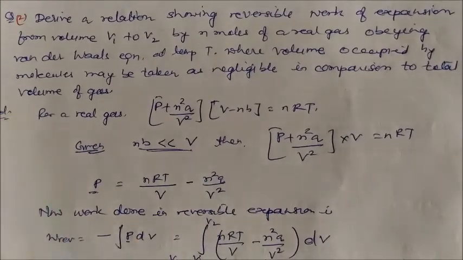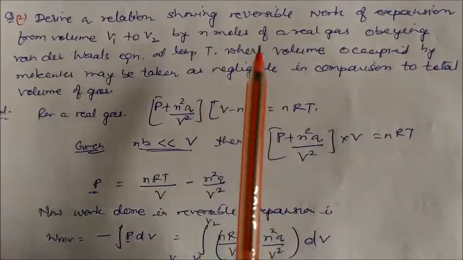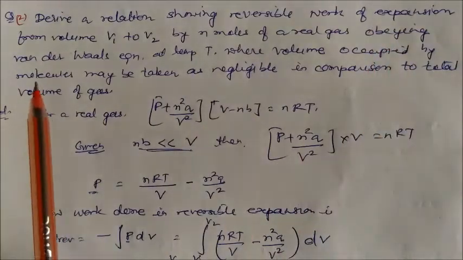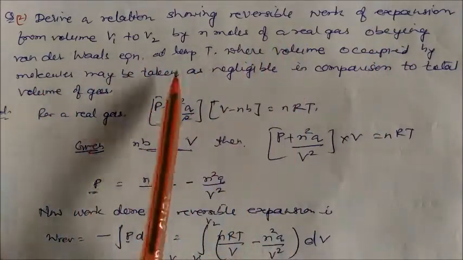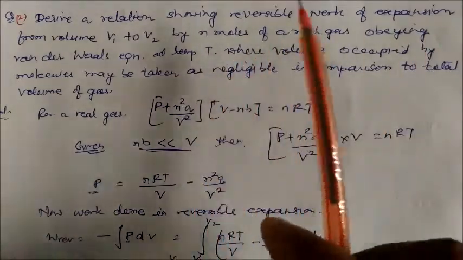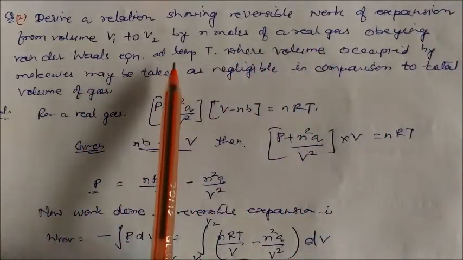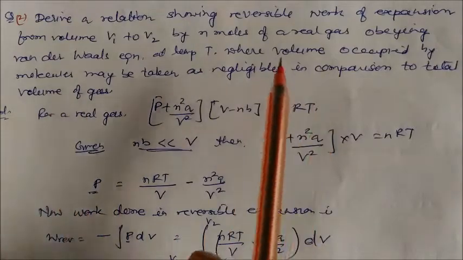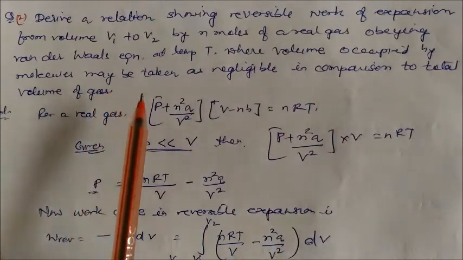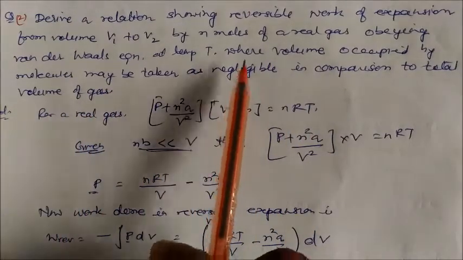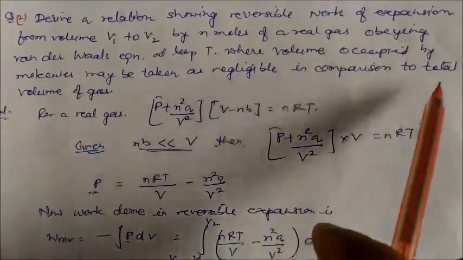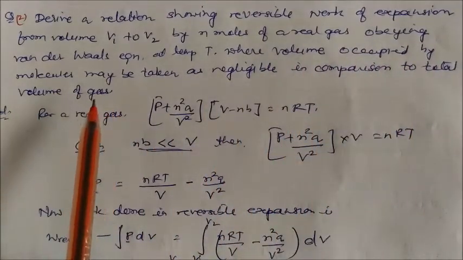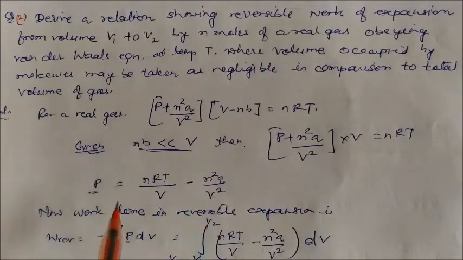Next question: derive a relation showing the reversible work of expansion from volume V1 to V2 by n moles of a real gas obeying the van der Waals equation at temperature T, where the volume occupied by molecules may be taken as negligible. This is important: the volume occupied by the molecules is taken as negligible in comparison to the total volume of the gas. Let us derive the relationship for a real gas.